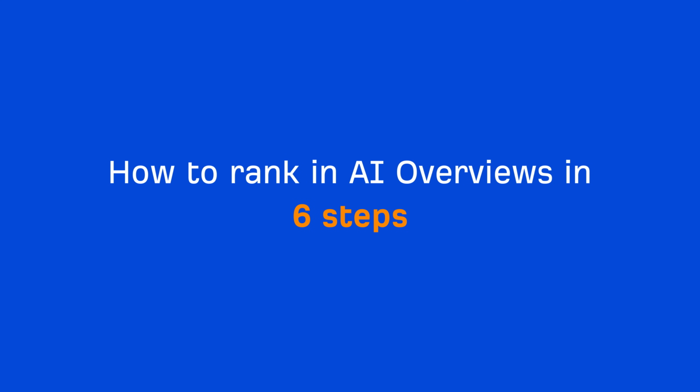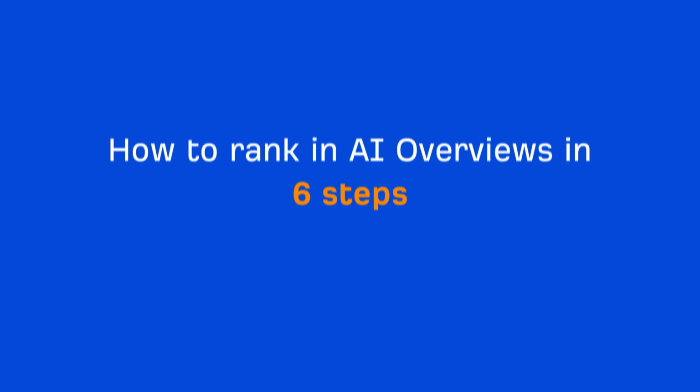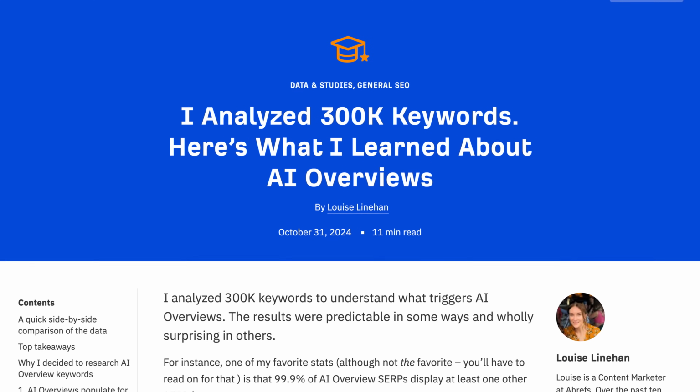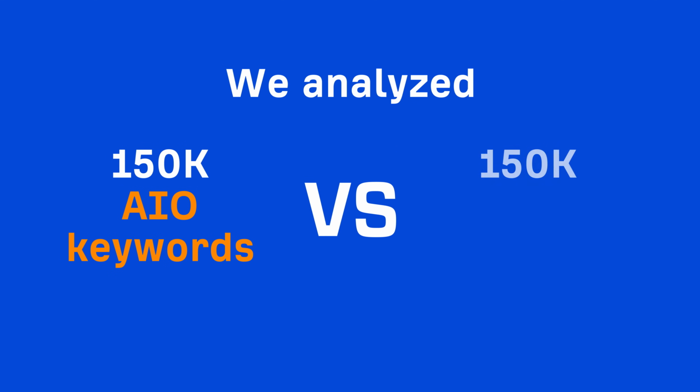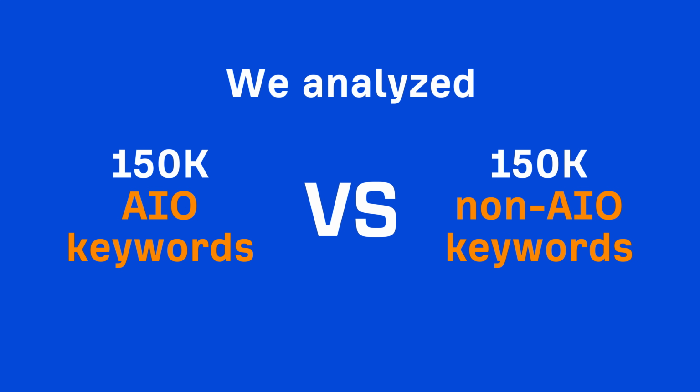Alright, now that we know what AI overviews are and how they affect SEO, here's how to rank in AI overviews in just 6 steps based on our 300,000 keyword study. In short, we analyzed 150,000 of the most searched keywords that generate an AI overview versus 150,000 of the most searched keywords without an AI overview. Here's what we found.